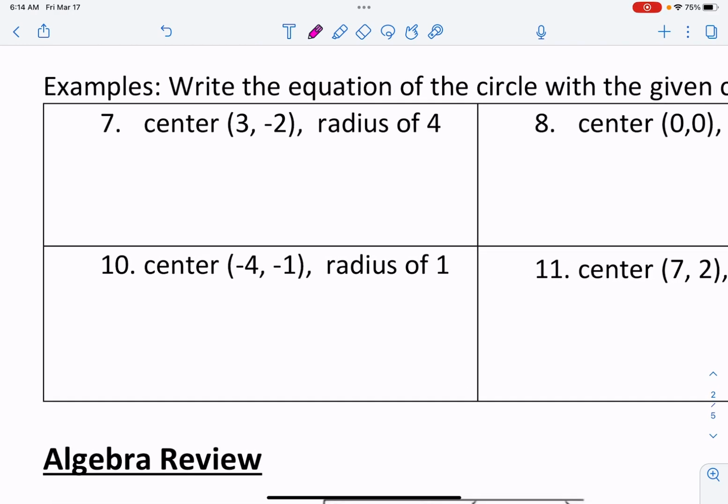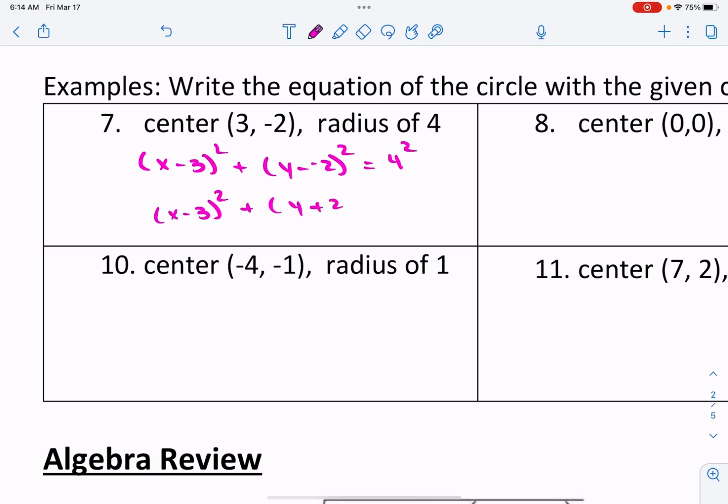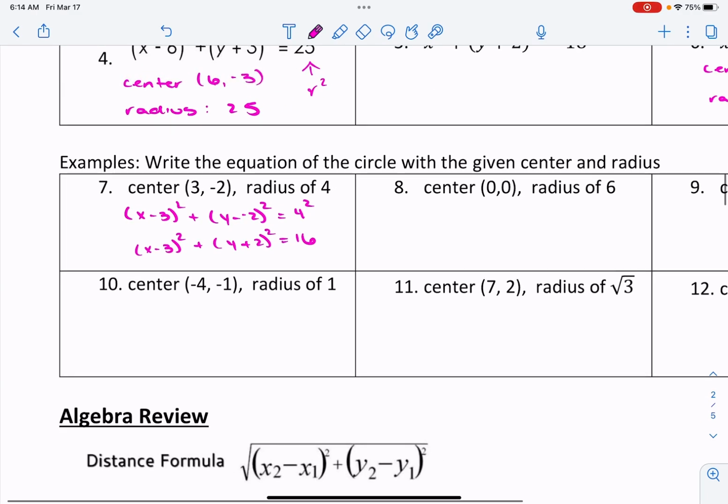Notice here they have the center at 3, -2 and radius 4. So we're going to write (x minus 3) squared plus (y minus -2) squared is equal to 4 squared. And we're just going to simplify a little bit here where we can. So this would become (y plus 2) squared is equal to 16. And that would be your answer.